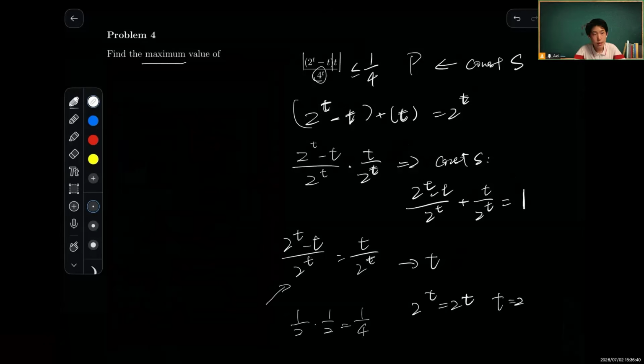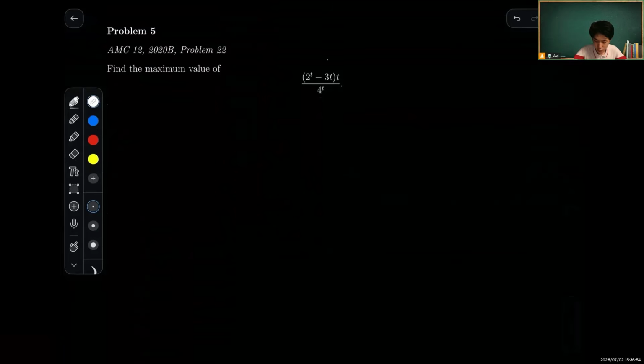Now, this is a simplified version of an AMC12 problem. Let's look at the full version. The full version has an extra 3 here. And since this is a late problem, I'm going to give it a difficulty of 3 or 4.